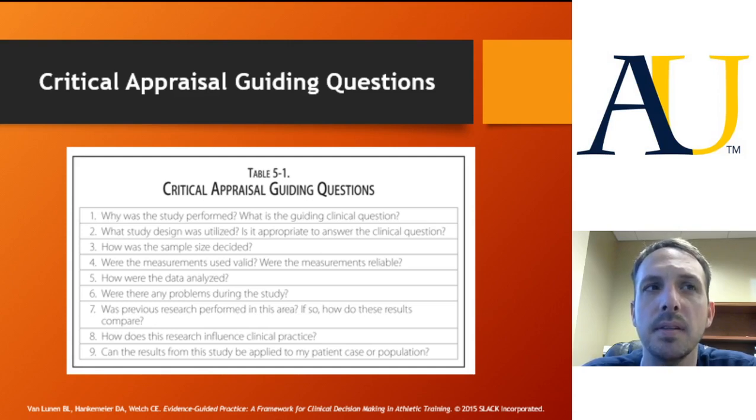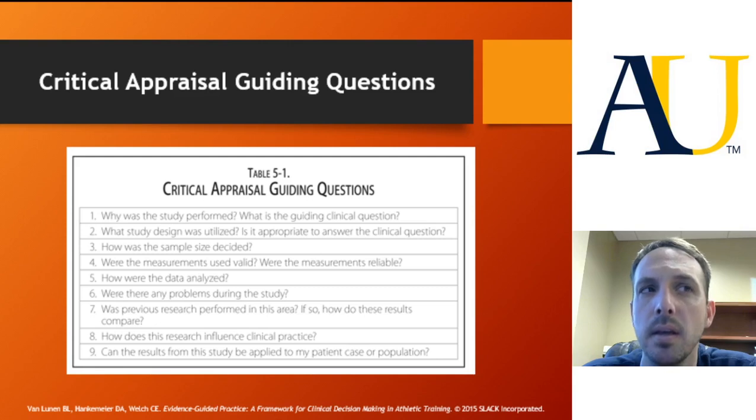Number 2, what study design was utilized, and is it appropriate to answer the clinical question? We discussed study design before, and this is the reason why. If it wasn't appropriate for their clinical question, then we have to question the applicability of what they say within their article for our clinical question. Now, that's not to say that we cannot use the information that is presented there. We can make our own conclusions, but if the study design isn't appropriate for their clinically relevant question, then their conclusions are probably not appropriate as well, and so we would need to be mindful of that and make our own conclusions.